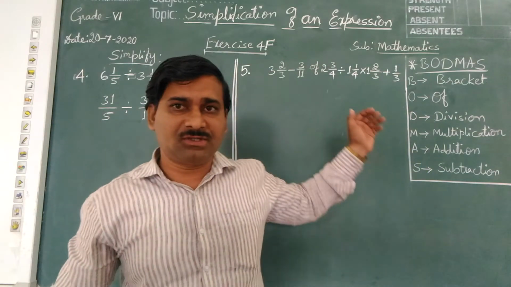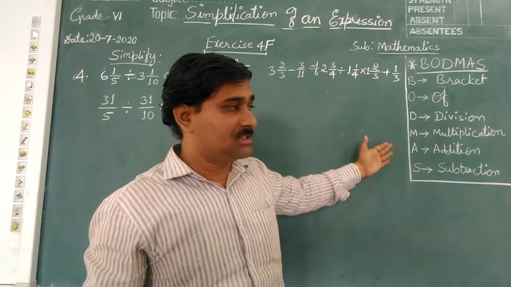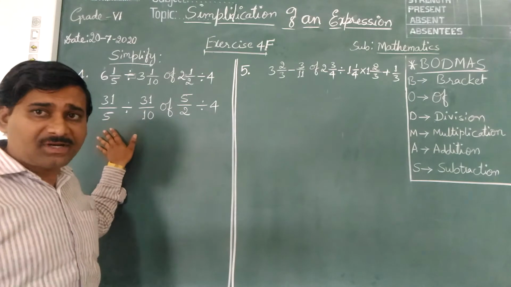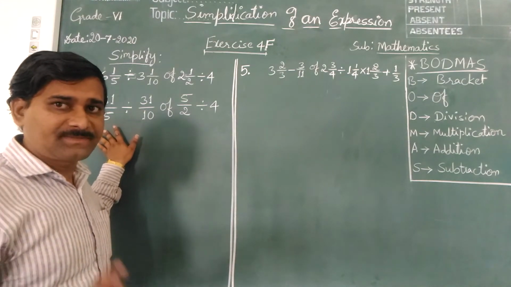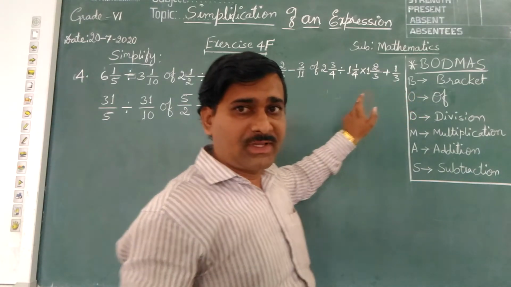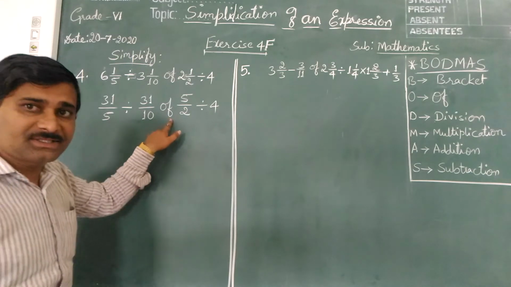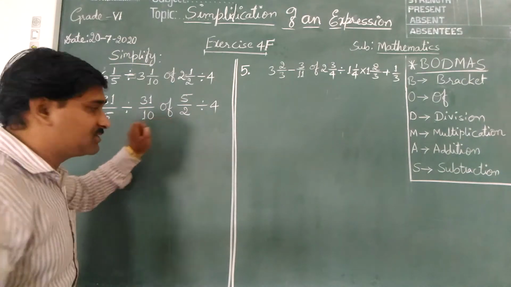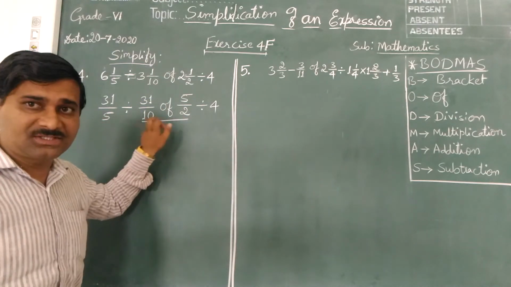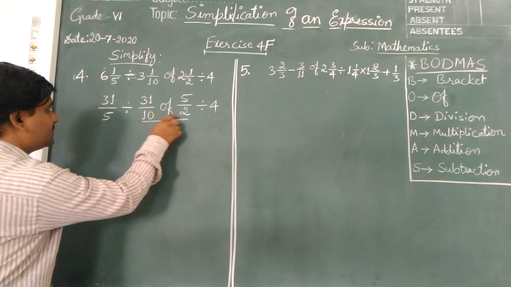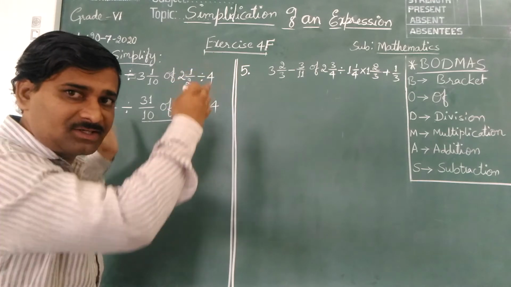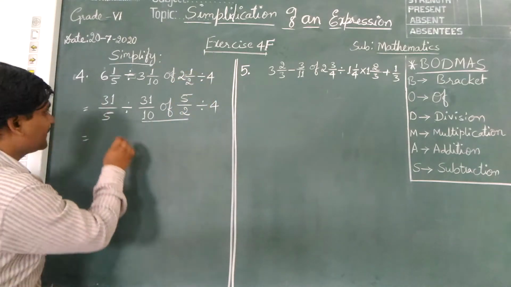Now we should follow this order. It says first bracket we should simplify, but there are no brackets here. So let us go to the next operation, of. Is there an of here? Yes, it is. So which simplification should we do first, children? Of these two fractions. So let us start with this simplification, and the remaining numbers and signs we will keep as they are.